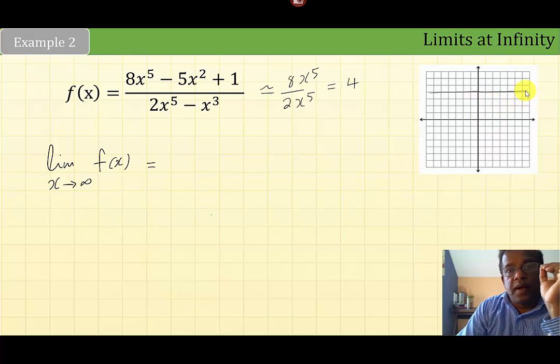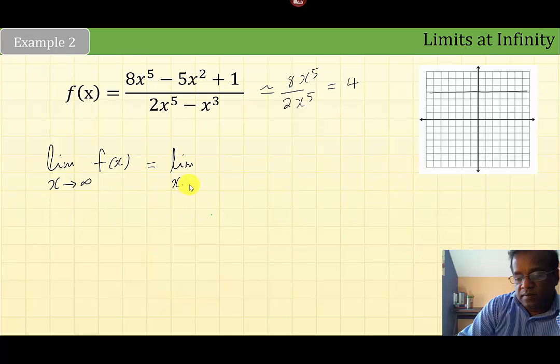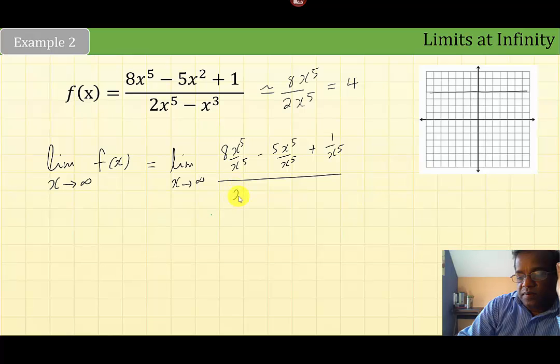Now let's see how you use algebra to do that. The strategy is to divide both numerator and denominator by the highest x to the power of the denominator. So that will give us 8x to the fifth over x to the fifth minus 5x to the fifth over x to the fifth plus 1 over x to the fifth, that is the numerator. The denominator will have 2x to the fifth over x to the fifth minus x to the third over x to the fifth.